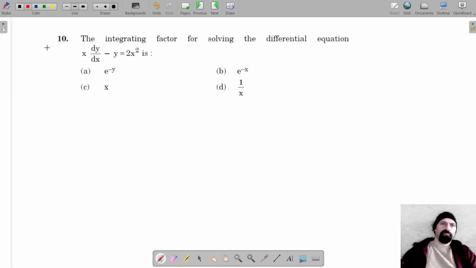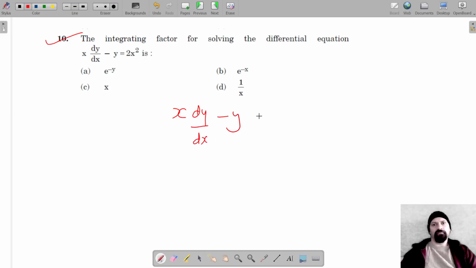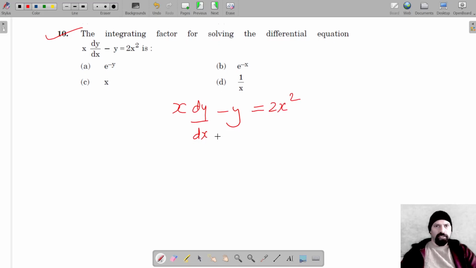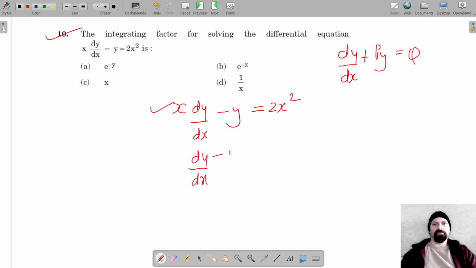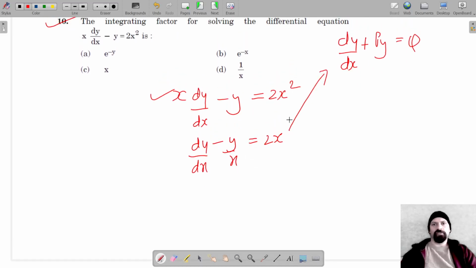Okay, for question number 10, we have to find the integrating factor for the differential equation. Our differential equation is x dy by dx minus y is equal to 2x squared. To find the integrating factor, let's get into the standard linear differential equation form, which is dy by dx plus Py is equal to Q. To get this into this form, I'm going to divide each and every term by x, which gives me dy by dx minus y by x equals 2x. If I compare these two equations, our P is negative 1 by x, and Q is equal to 2x.